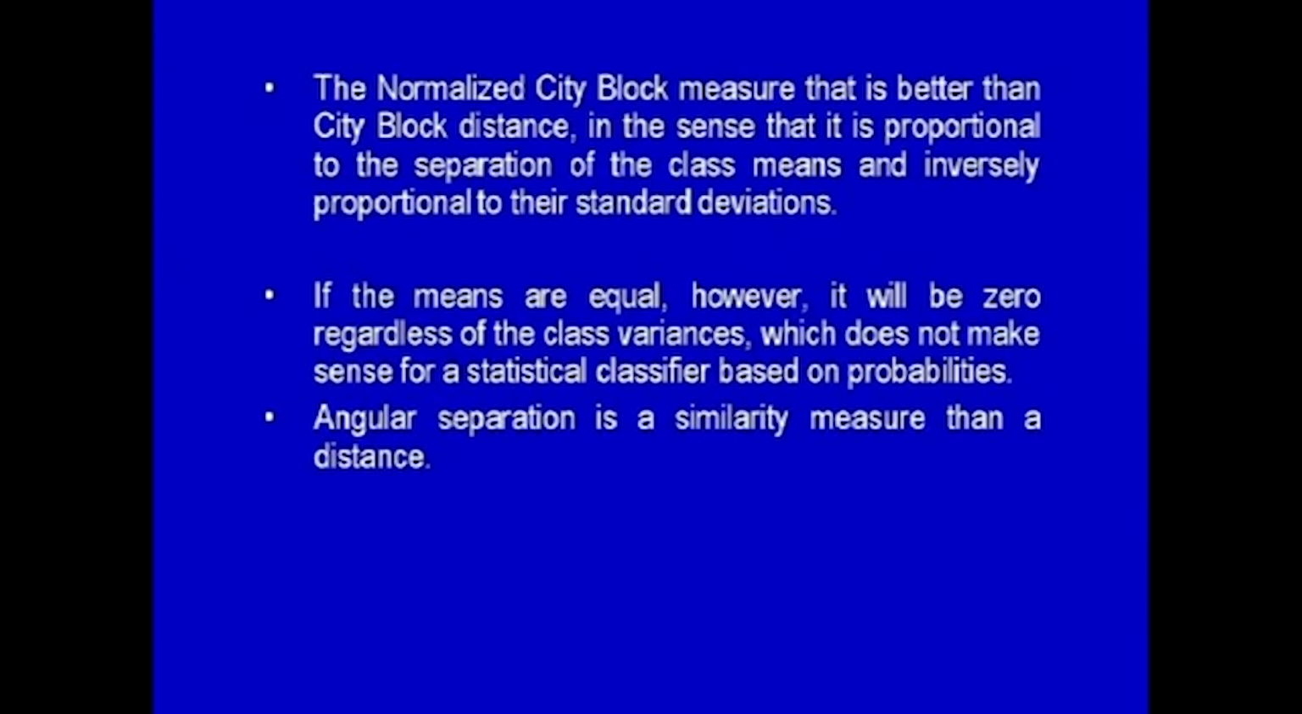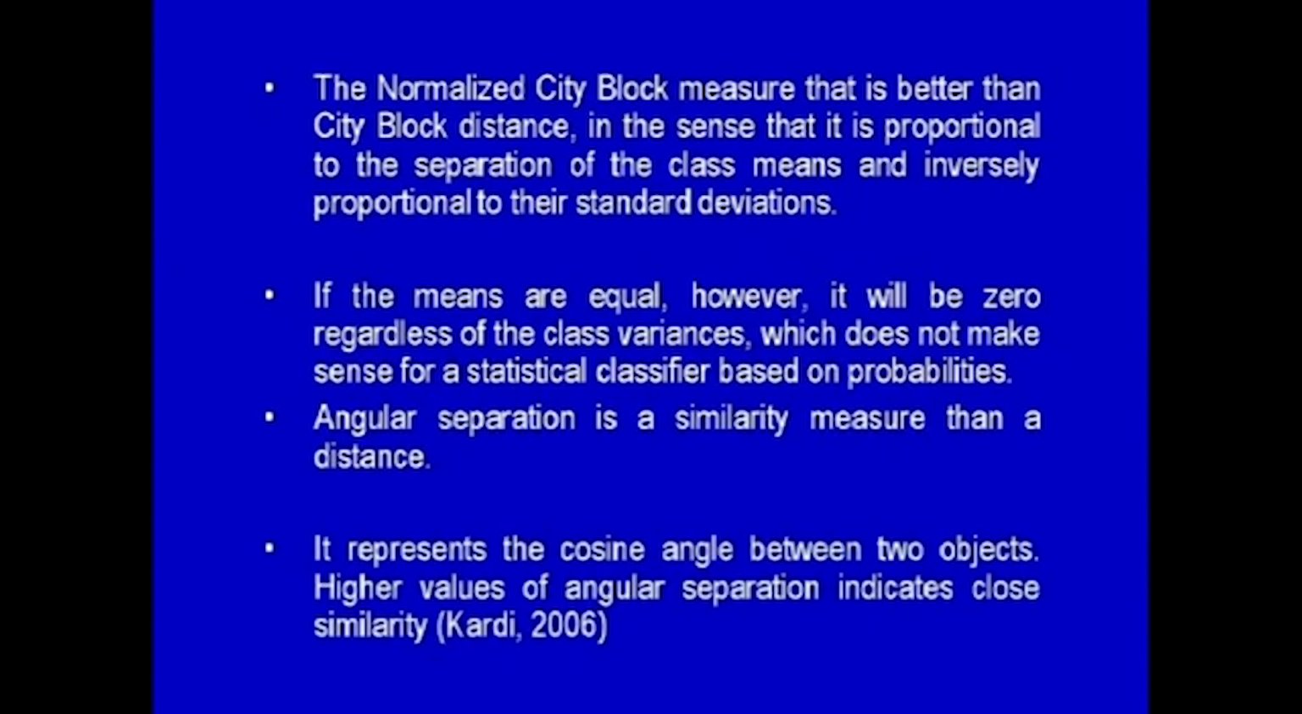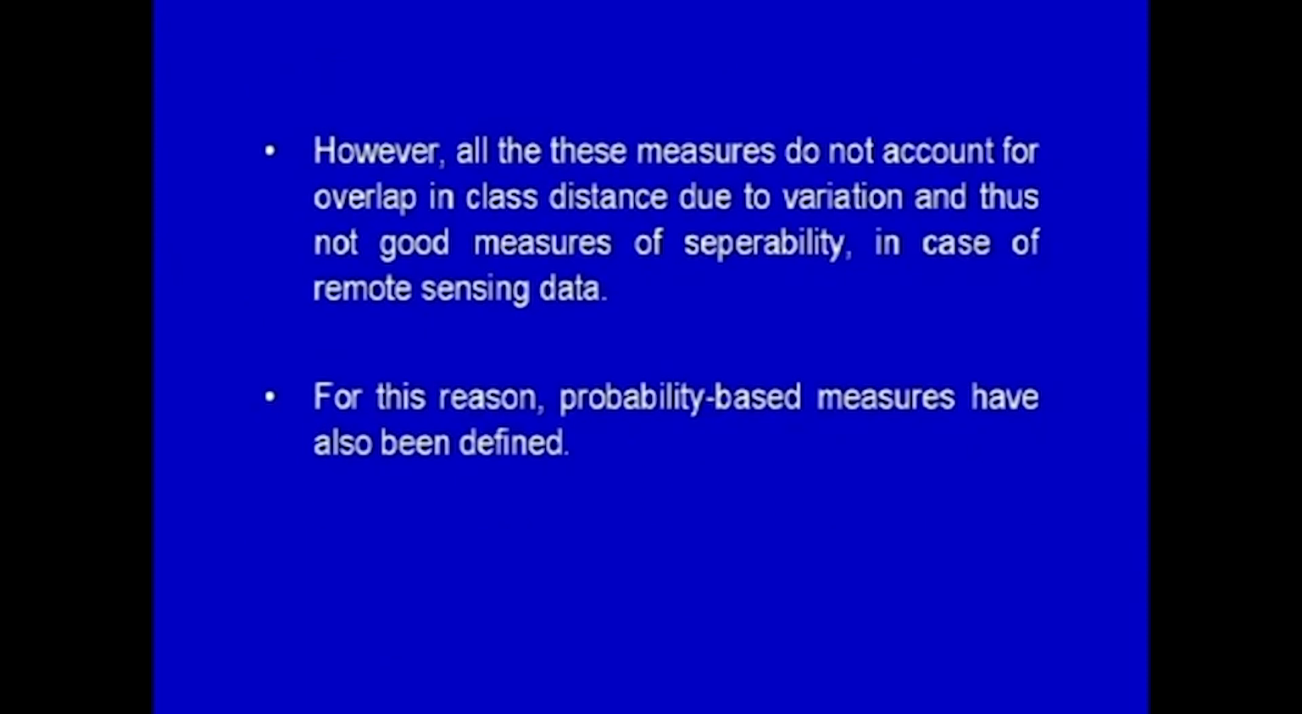Angular separation is a similarity measure rather than a distance. It represents the cosine of the angle between two objects. Higher values of angular separation indicate close similarity. However, all of these measures do not account for the overlap in class distance due to variation, and thus are not good measures of separability in the case of remote sensing data. For this reason, probability based measures have also been defined.